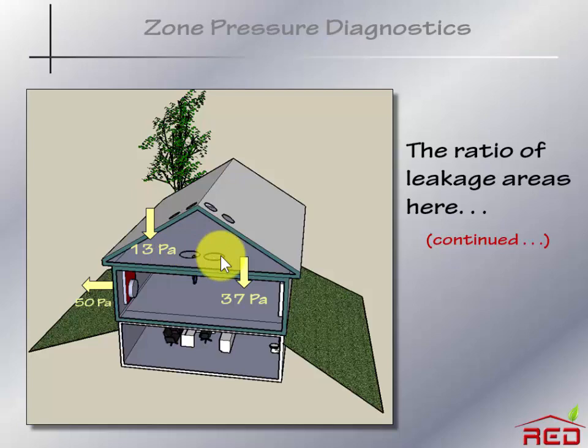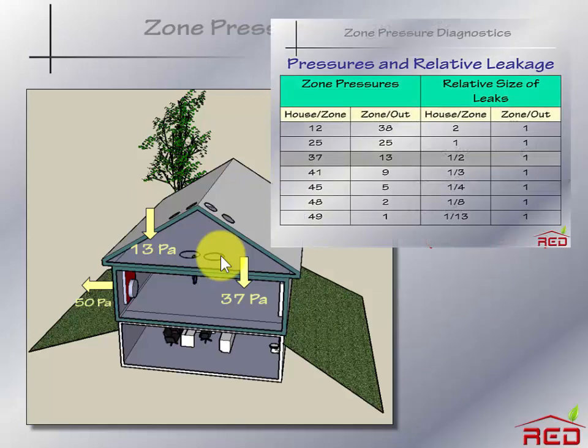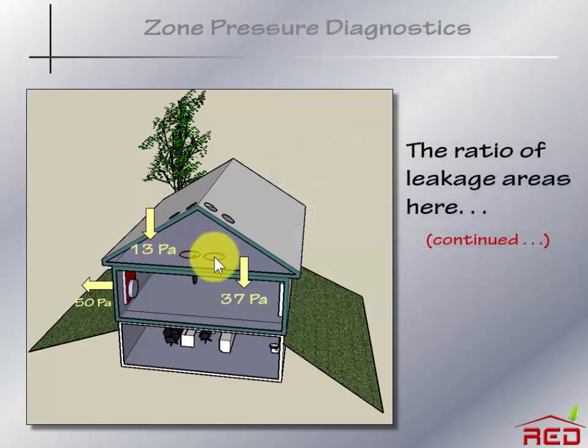Now, from the previous table that we looked at, the 13 and 37 pressure combination, when the house is at 50 pascals pressurized or depressurized with a blower door, that indicates that the 37 has only half the amount of leakage that the 13 pressure has. So as you can see very clearly here, we have half the leakage in the attic floor that we have in the other pressure boundary, the roof and gable end pressure boundary.